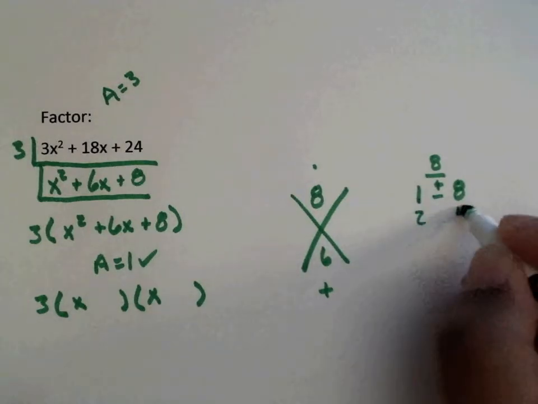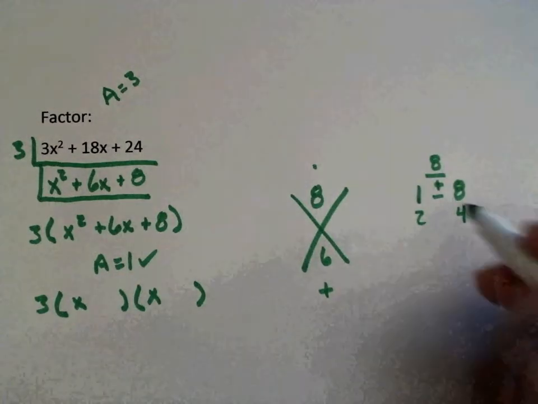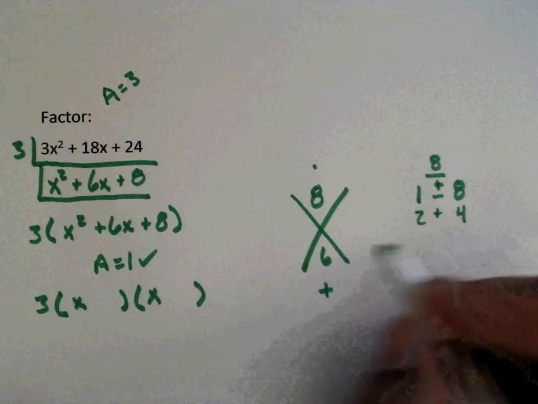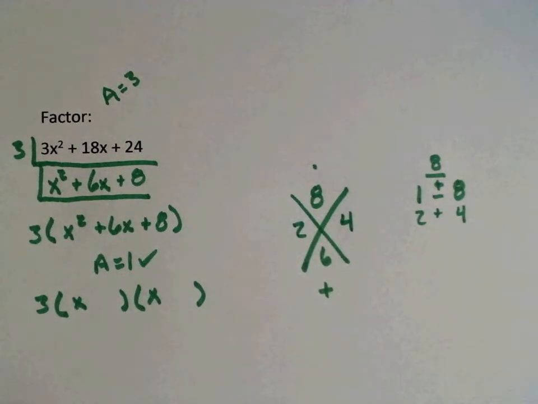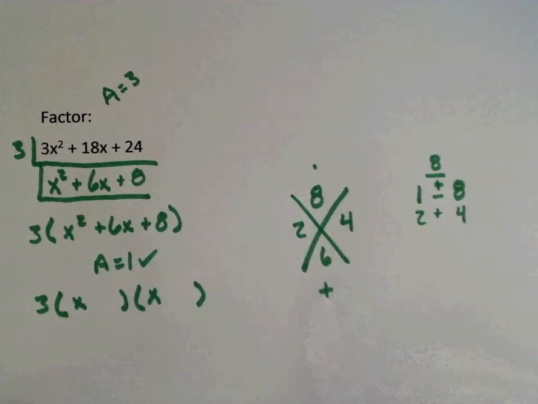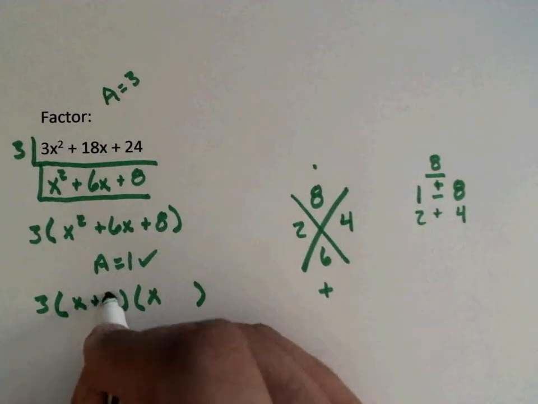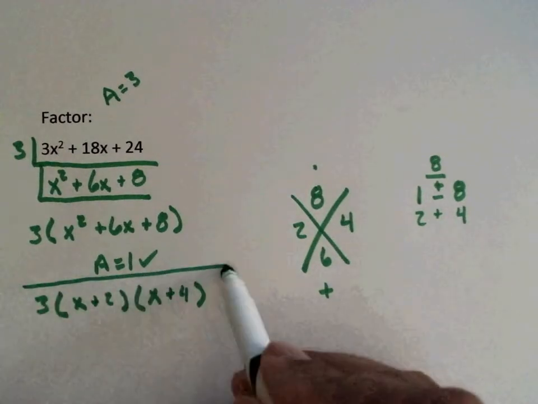I'm going to go on to 2 and 4. 2 times 4 is 8, so that works. If I add these together, I get 6. So that is my numbers, 2 and 4. Because 2 times 4 is 8. 2 plus 4 is 6. So I'm going to write plus 2 and then plus 4. And I'm done with the problem.